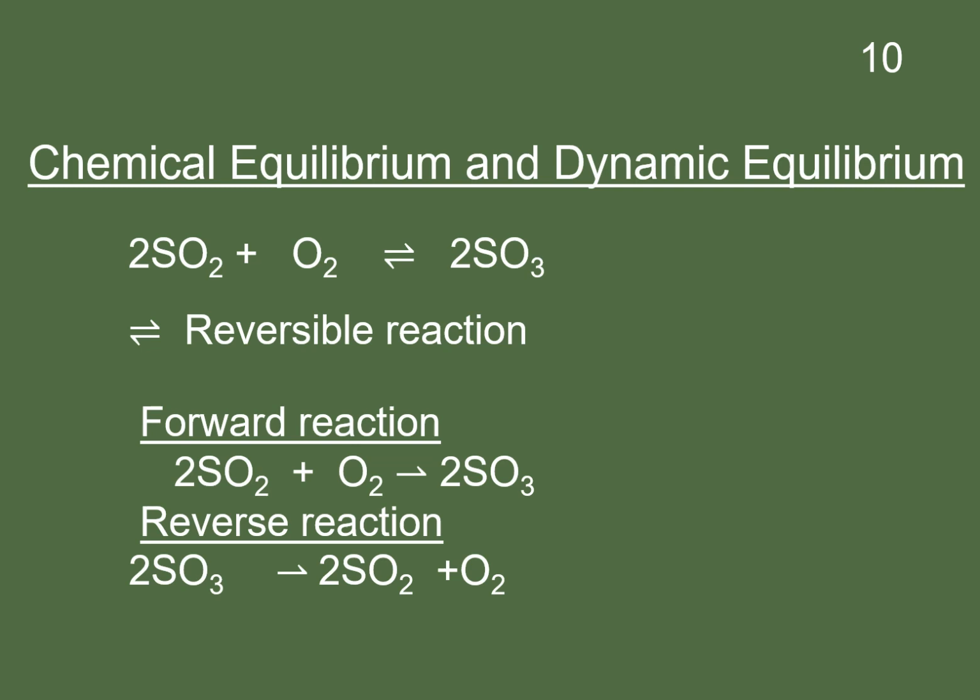Chemical equilibrium and dynamic equilibrium. Consider the reaction: sulfur dioxide reacts with oxygen and forms sulfur trioxide. This is a reversible reaction. This double arrow indicates the reaction is reversible, and it means it is an incomplete reaction. In this reaction, the forward reaction is sulfur dioxide reacting with oxygen to form sulfur trioxide, and the reverse reaction is in which sulfur trioxide decomposes and forms sulfur dioxide and oxygen.